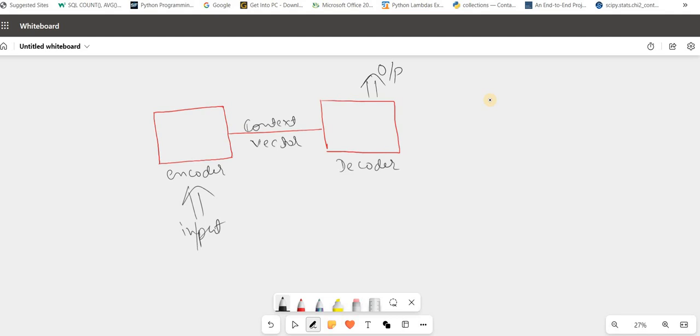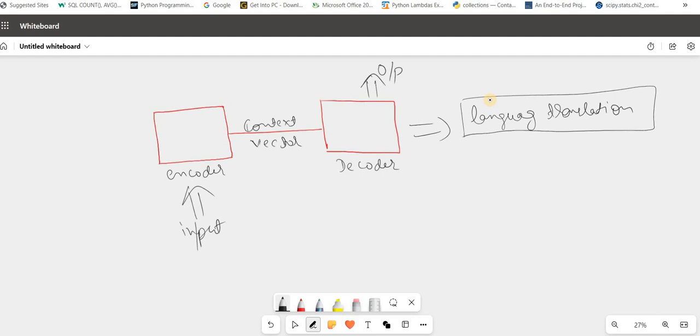When this encoder decoder architecture was introduced in the paper, it was introduced for machine translation, or language translation, and it performed very well compared to the prior LSTM algorithms. Now let me show you how it looks.